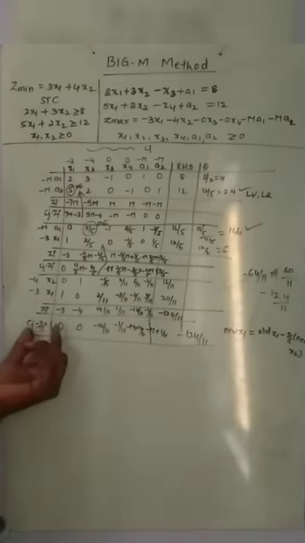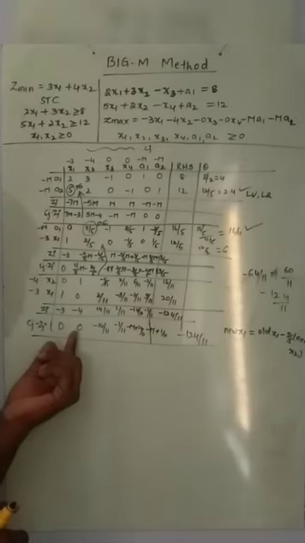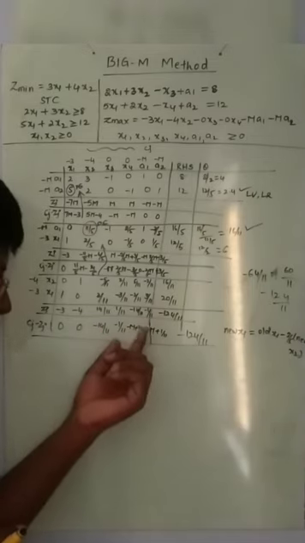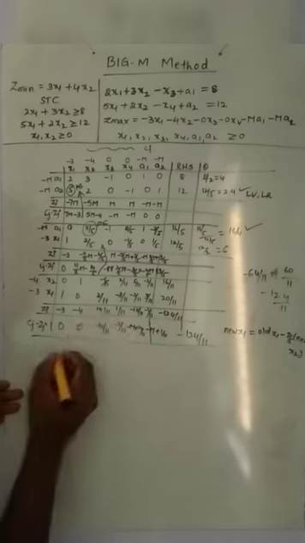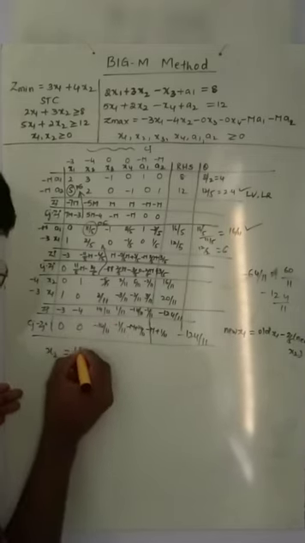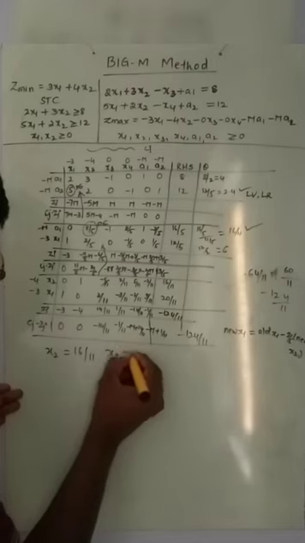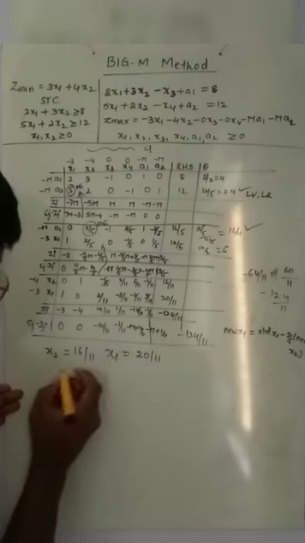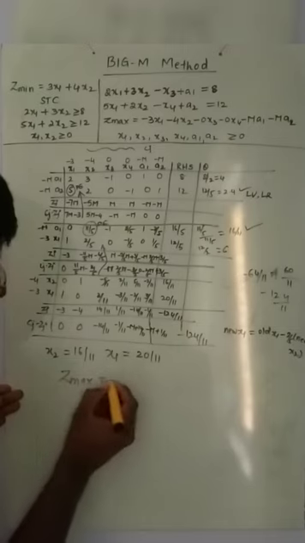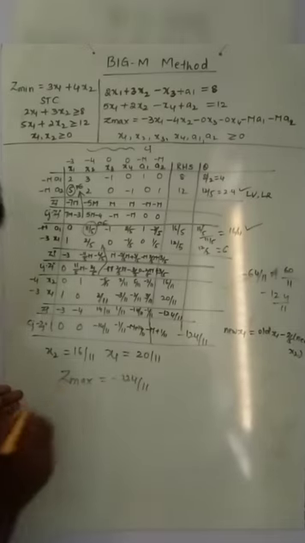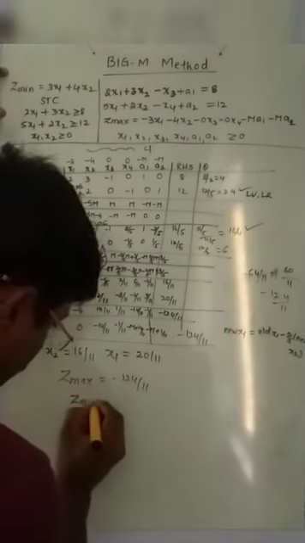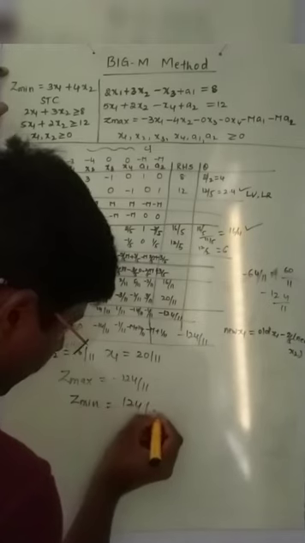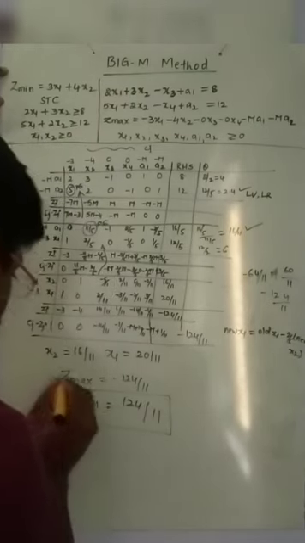So now you see the Cj minus Zj values: all the values are 0, 0, negative, negative. The m value is minus m, here also the m value is minus m. That means your big M algorithm terminates. Finally you have to write the value of x2. The x2 value here is 16 by 11 and the x1 value will be 20 by 11. And also we got Z max equal to minus 124 by 11. Actually we need to convert this into Z minimum by multiplying by minus. Z minimum equal to 124 by 11 is the final answer for this problem.